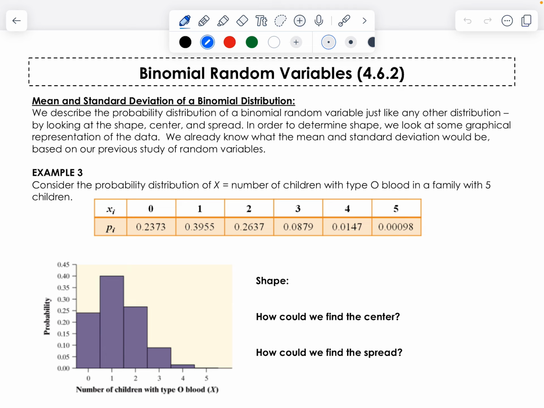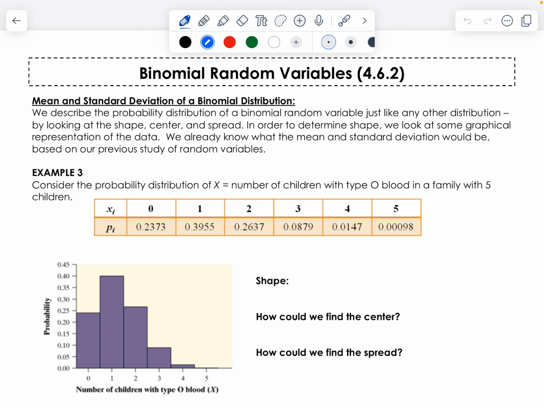All right, but first let's just talk about describing a distribution. If we describe a probability distribution or any distribution, you might be remembering that we use SOCS: shape, outliers, center, spread. Outliers are not a thing with binomial random variables because it's not data points that we're looking at. So really we just think about shape, center, and spread.